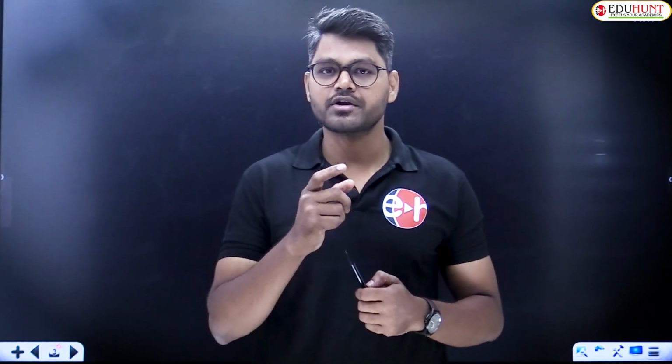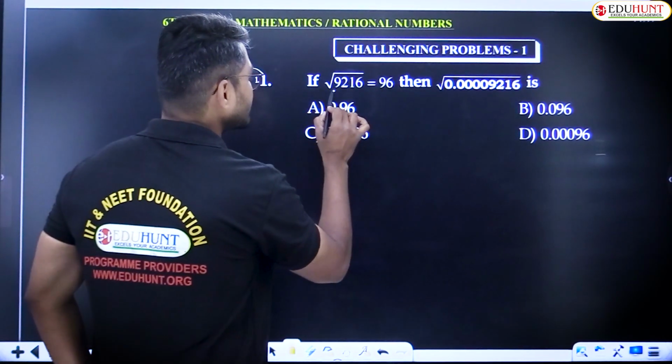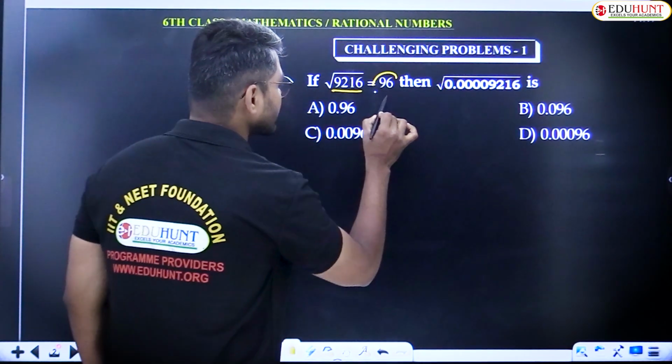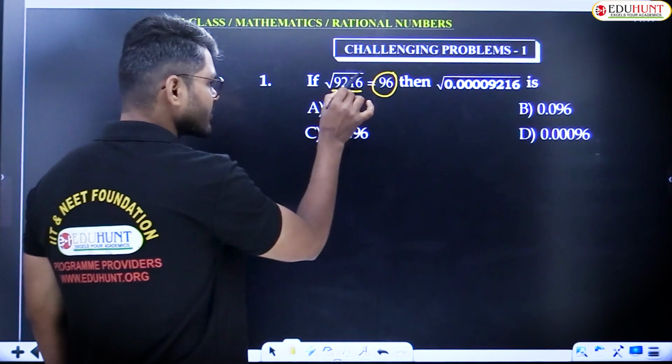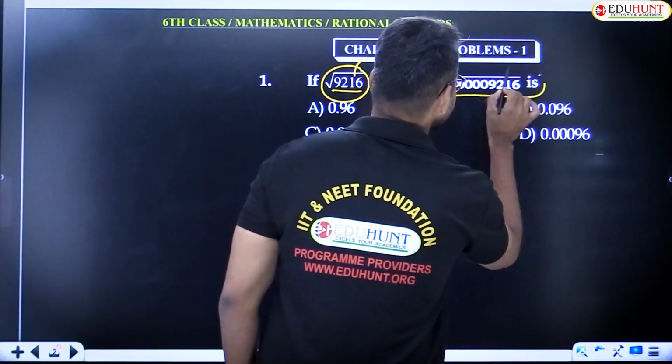In the previous session, we discussed the concept based on rational numbers. Now we are going to solve a few questions based on the topic. The very first question: the square root of 9261 is equivalent to 96. That means the square root of this number is 96. Then find the square root of this number.